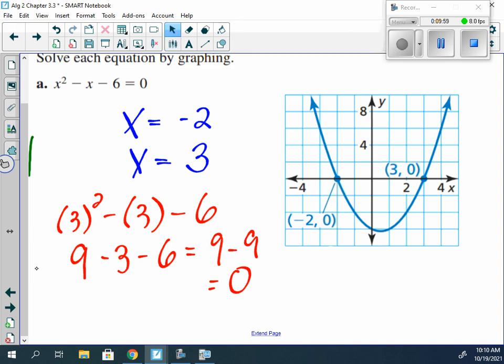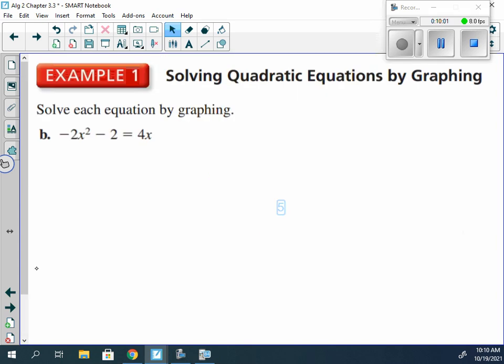Are we ready for the next one? -2x squared minus 2 equals 4x. Well, what are we trying to do? We're wanting to find the value of x that makes this equal 0, yes? Well, what is this equal to? Well, we have two terms on one side and one term on the other, yes? And when we dealt with factoring, we wanted this to equal what?